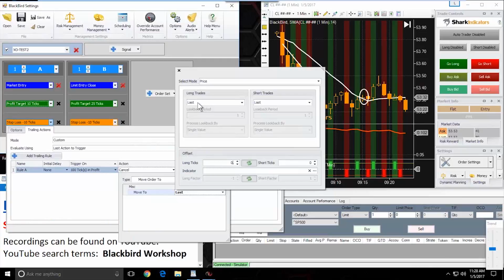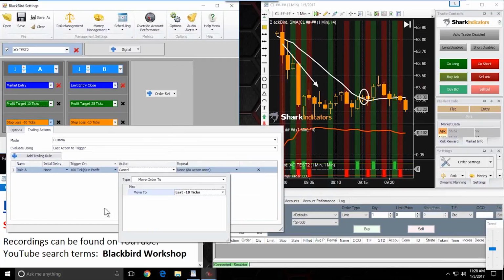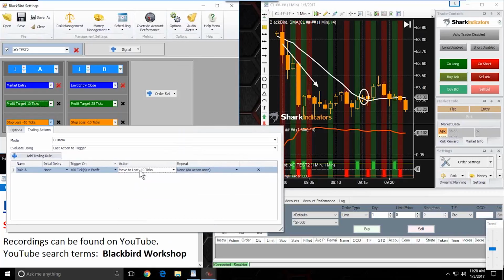And again, for a stop loss, typically you would move your stop loss based on the last price, right? So if you're using a stop loss that's moving in real time, then you could use the last price and then subtract 10 ticks from it, right? So this would create a 10 tick trailing stop loss. It's just a simple 10 tick trailing stop loss.